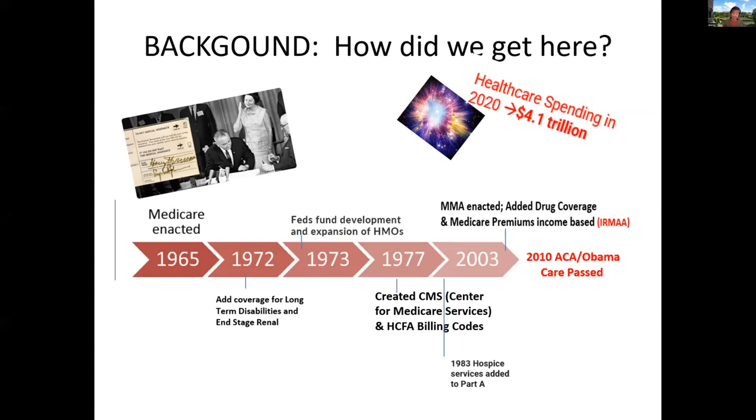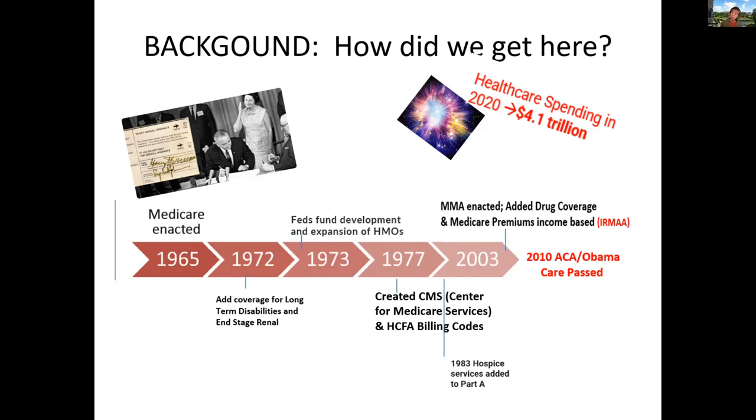Then in 77, they created the support structure. Anybody that's on Medicare has run into the CMS, and that stands for the Center for Medicare Services. And if you're on Medicare or any other medical stuff, you run into the billing codes. And they're known as CPTs. So then in 2003, we added drug coverage to Medicare. And they snuck this one in on most of us anyway. Medicare premiums will now be based on your income. And then the next big one that we experienced is in 2010, the Affordable Care Act, or Obamacare, was passed.